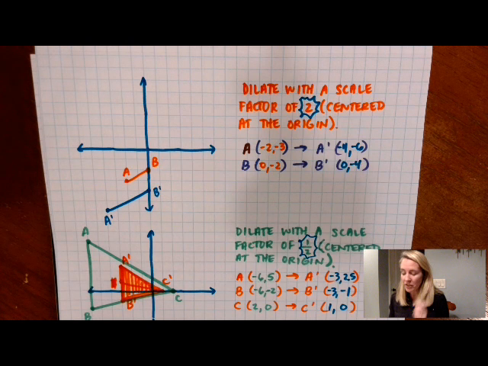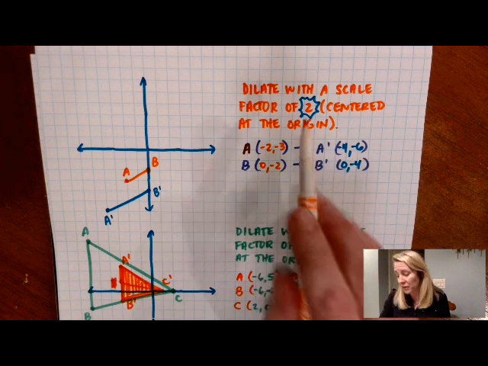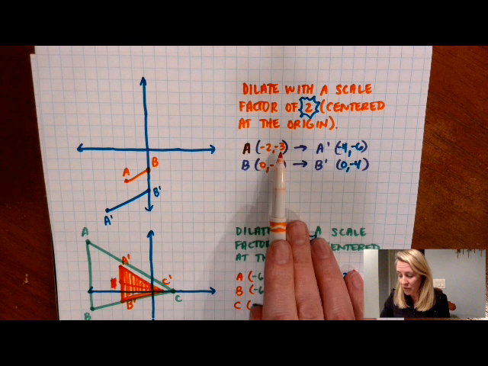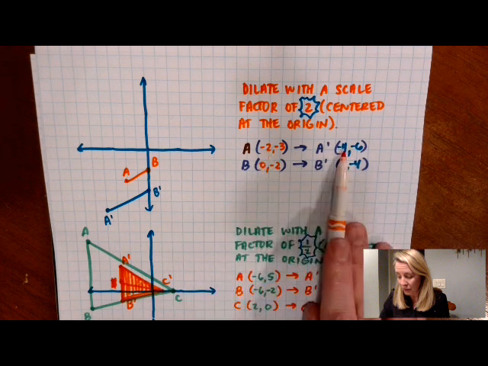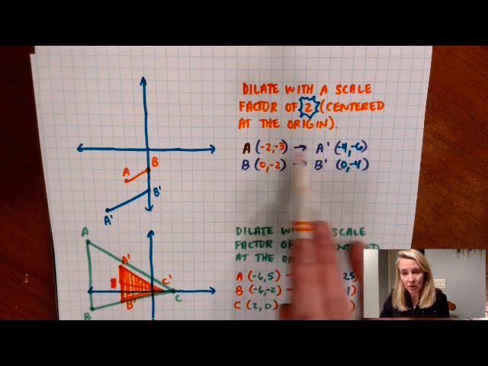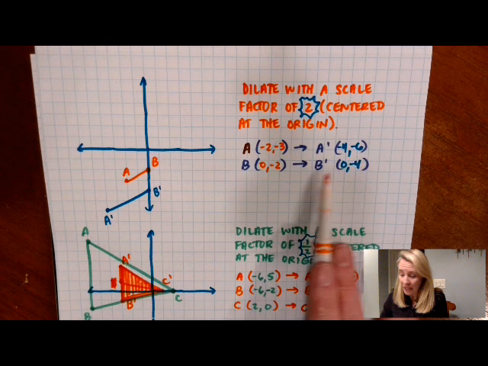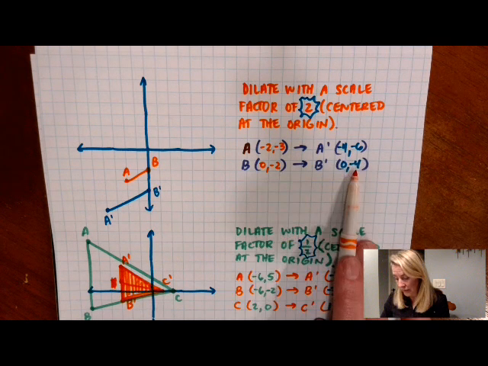So all you have to do is, again, take those points one point at a time and then multiply by that scale factor. Since our scale factor is 2, all we're doing is multiplying the numbers of our ordered pair by 2. So negative 2 times 2 is negative 4. Negative 3 times 2 is negative 6. 0 times 2 is 0. And negative 2 times 2 is negative 4.